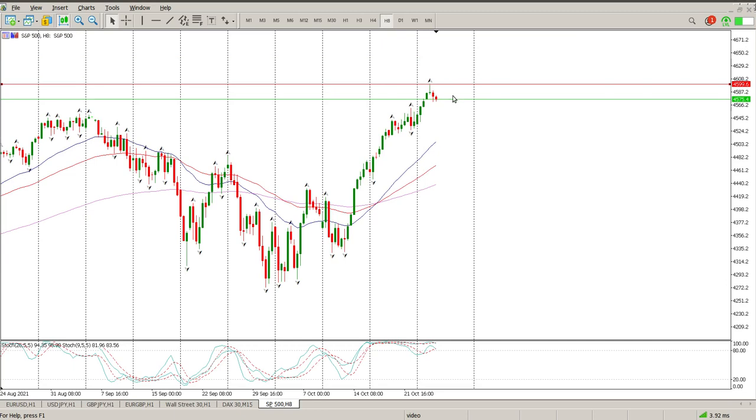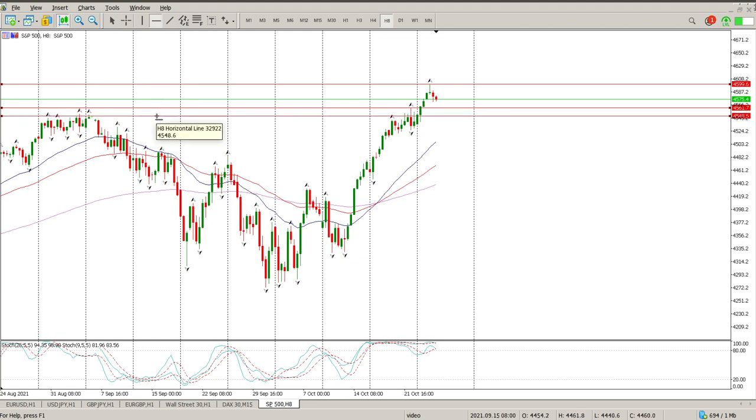So, first target has been hit, well, as good as hit as far as I'm concerned, which is 45.99. So we were looking for that 4600. So that's just as good as target hit. What I'm looking for now is a pullback onto structure, and the structure is pretty clear. And let's just put both of them in.